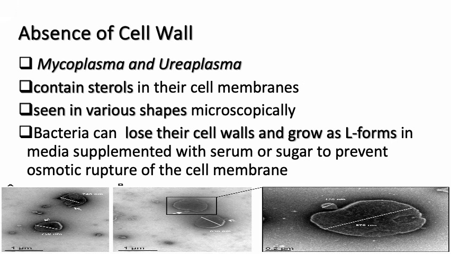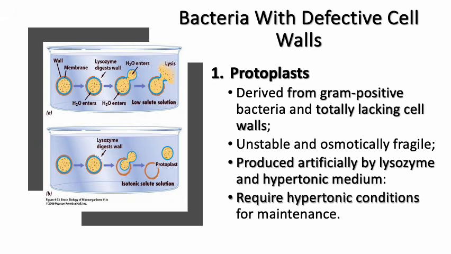Now, microscopically, they appear in various shapes as it is the cell wall's function to give shape and rigidity to the cell. So, wala po kasi silang cell wall to form its shape. So usually they grow as L forms in the media or various shapes po. Now, however, some bacteria with cell wall also can lose their cell wall. So there are different forms of your bacteria with defective cell walls.